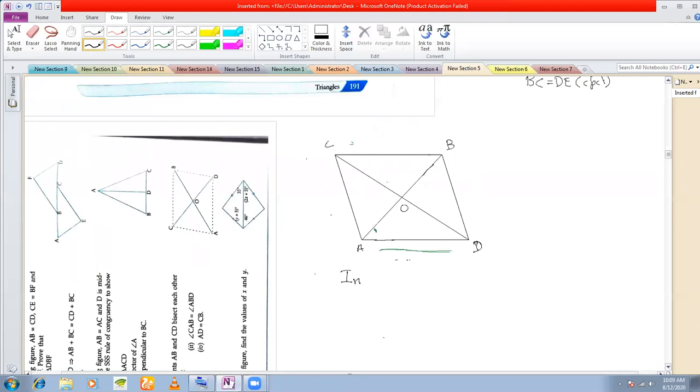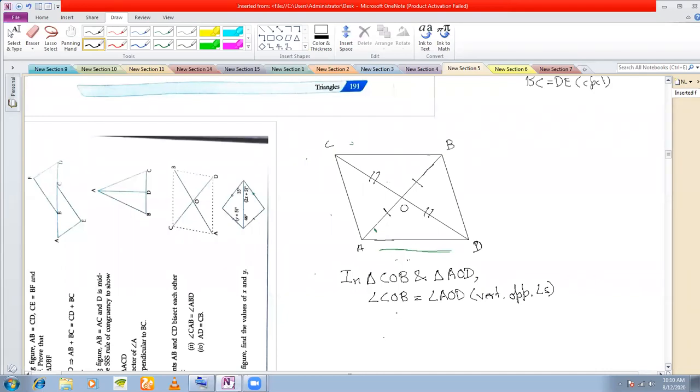So I proceed to prove congruency. I say in triangle COB and triangle AOD, angle COB is equal to angle AOD, because they are vertically opposite angles. Also, I know that these two line segments bisect each other, therefore these two must be equal.